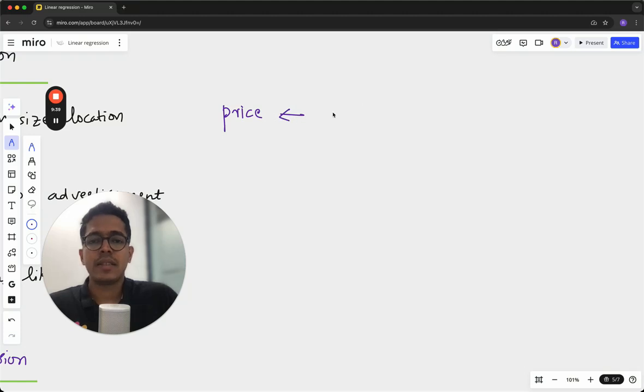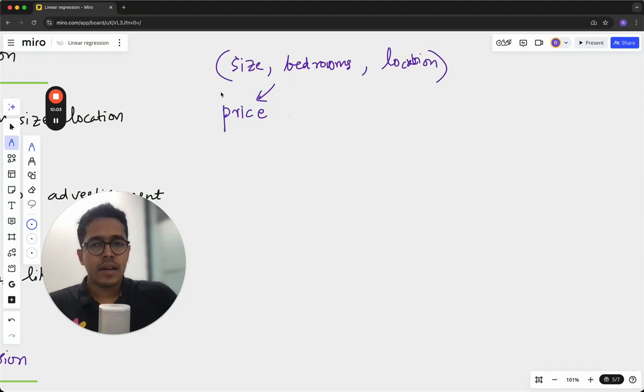And how is the price arrived at? Price is mapped. There is a mapping from size, number of bedrooms, and let's say, not square footage, location. There is a mapping from these three to the price. And this is a 3-featured data set because size, bedrooms, and location are the three features, which means directly plotting it is very difficult.